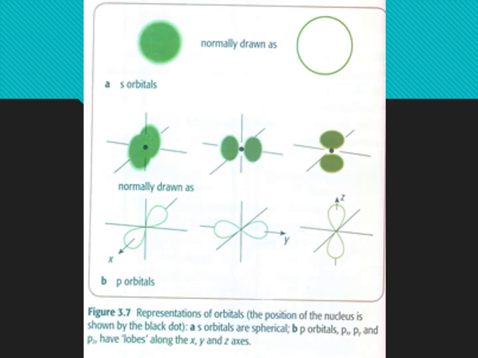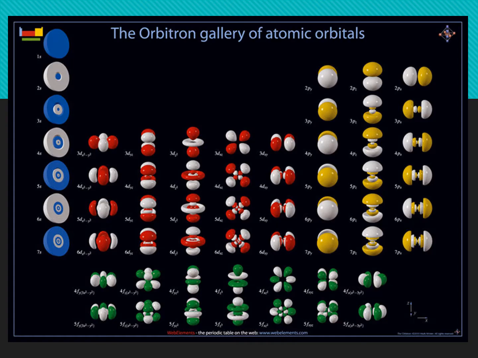Here are more drawings that you could be asked to draw. It basically looks like a dumbbell or an infinity sign for the p orbital. It depends on the axis whether it's x, y, or z. Here are some more shapes. You can see the 1s only has one orbital because it only holds 2 electrons. Then the 2s, you can see the 1s in the middle, and then the 2s in the white. And then you have the 3p orbitals, x, y, and z.